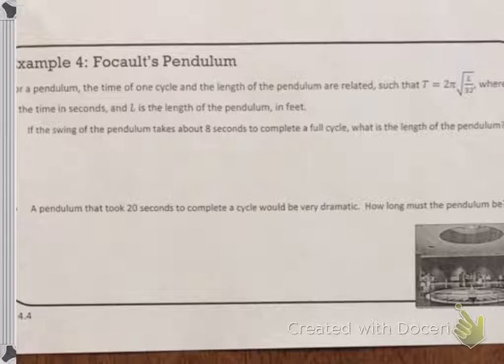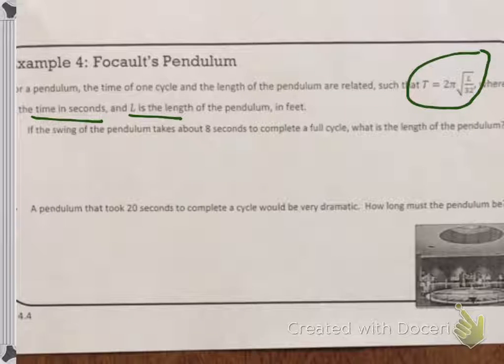All right, this last example is a word problem. It says, for a pendulum, the time of one cycle and the length of the pendulum are related, such that t equals 2 pi times the square root of L over 32, where t is the time in seconds and L is the length. If the swing of the pendulum takes 8 seconds, so that's actually t in time, 8 seconds to complete a full cycle, what is the length of the pendulum?